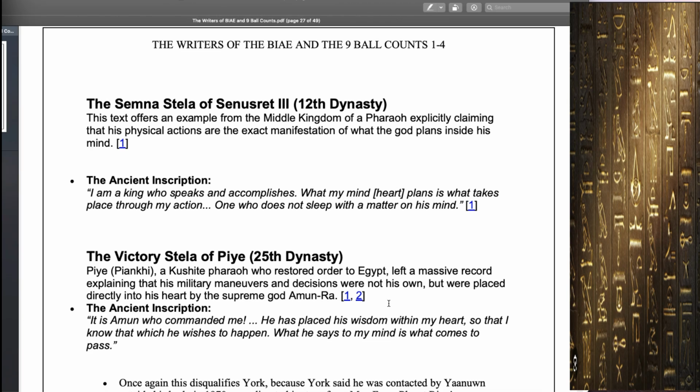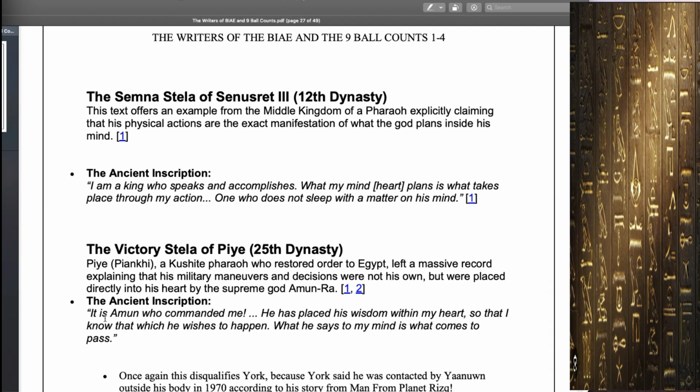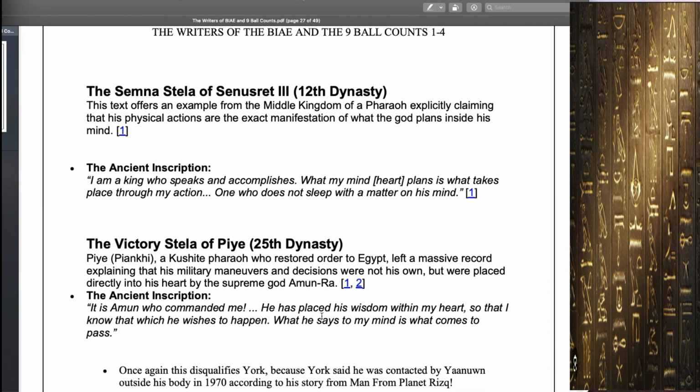All right. Left a massive record explaining that his military maneuvers and decisions were not his own, but were placed directly into his heart by the supreme God Amun-Ra. The ancient inscription: it is Amun who commanded me. He has placed his wisdom within my heart so that I know that which he wishes to happen, which he says to my mind, is what comes to pass.